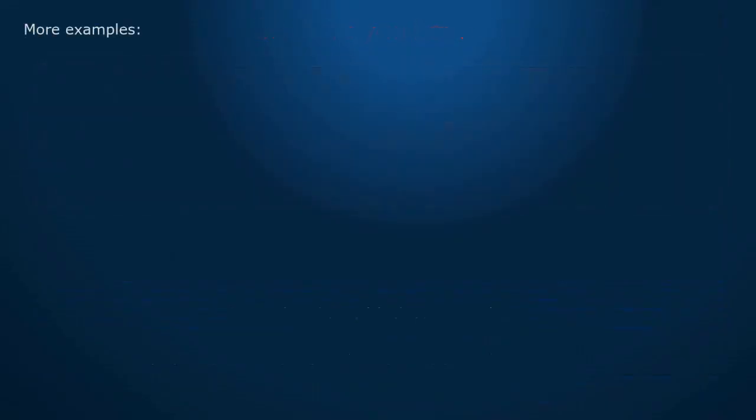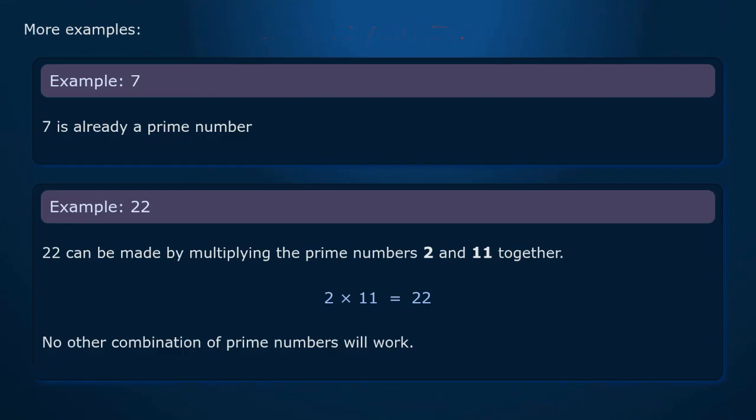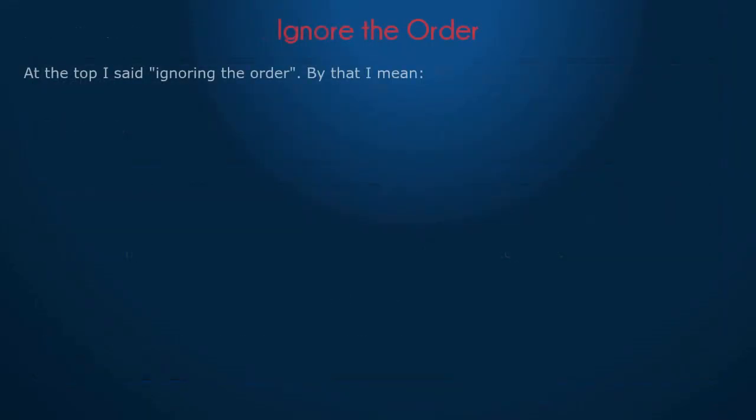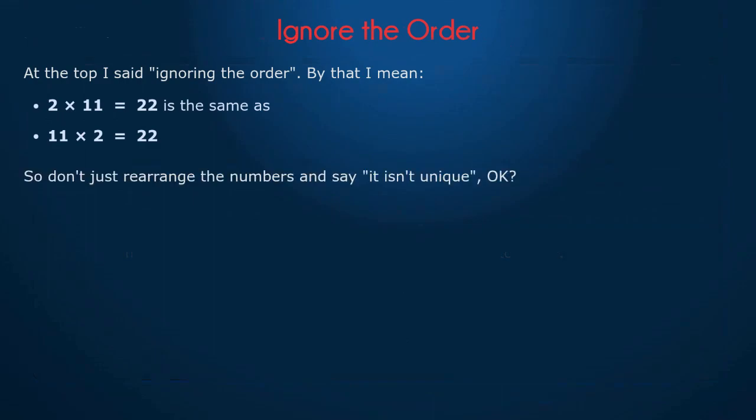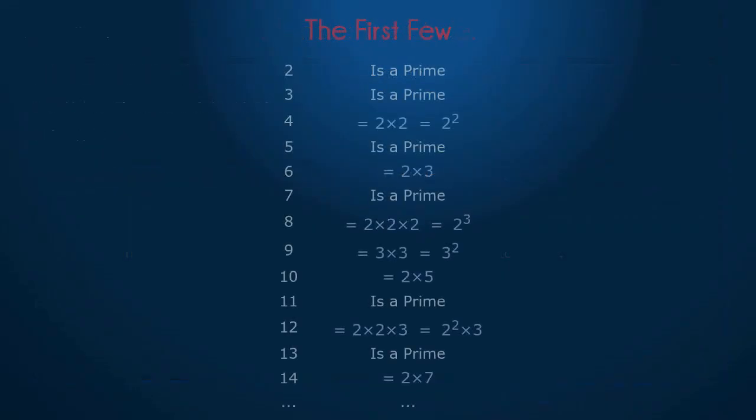Here are some more examples. At the top I said, ignoring the order. By that I mean 2 times 11 equals 22 is the same as 11 times 2 equals 22. So don't just rearrange the numbers and say, it isn't unique, okay? Here are the first few numbers and their prime factors. Why not continue this list to 100 yourself?